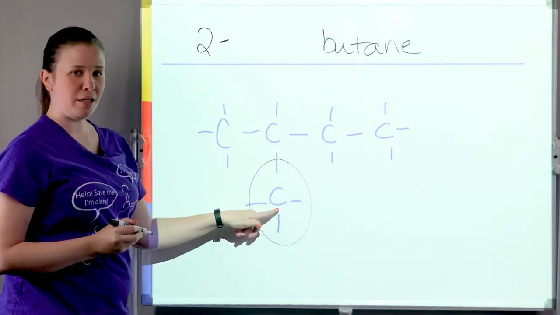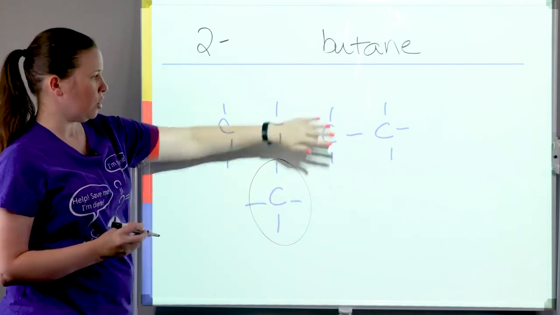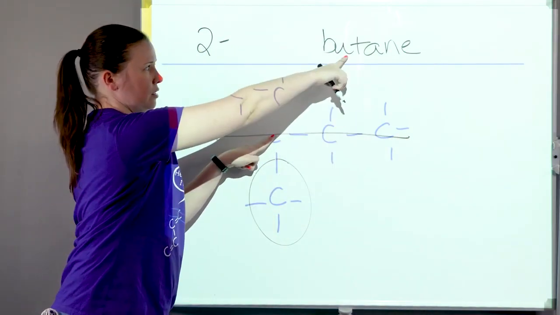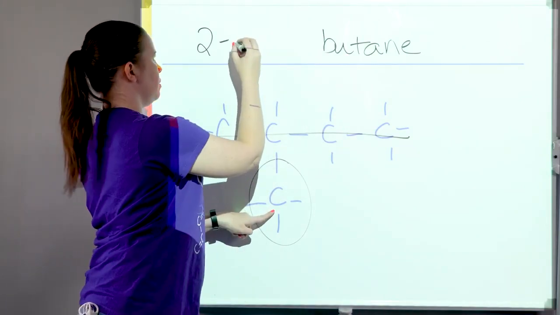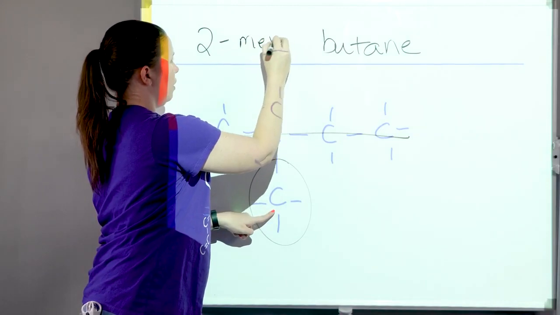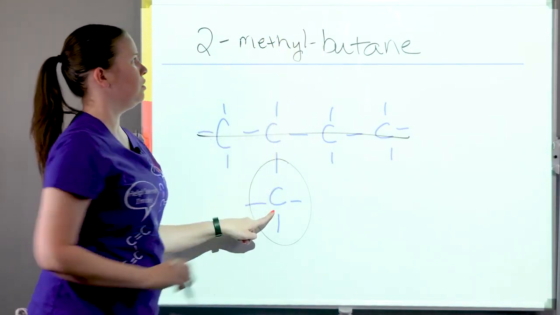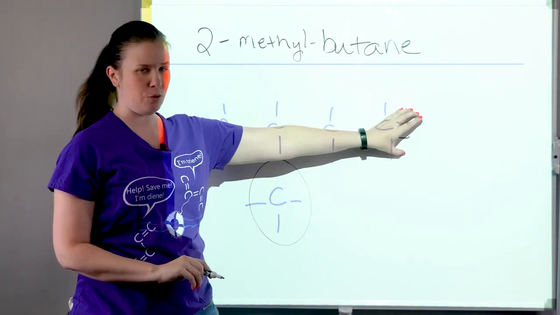And now I want to name the branch. Since it only has 1 carbon as the branch, not including the main chain carbon, this carbon is part of the butane. It's already numbered and labeled there. This is a separate carbon. So this is going to be meth. And because it's a branch, I want to use YL. So this would be 2-methyl-butane.